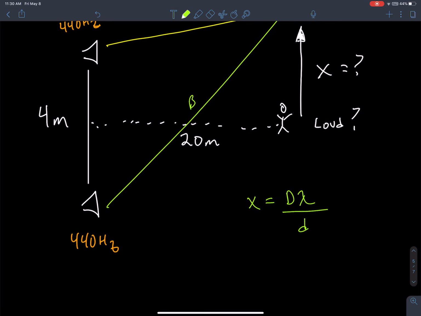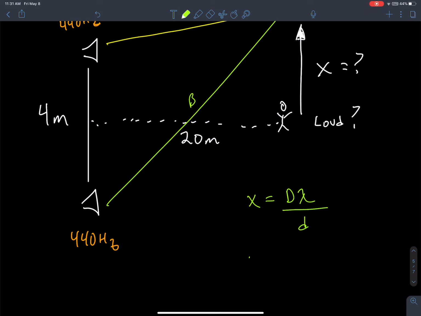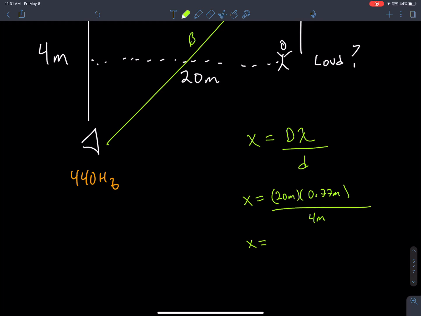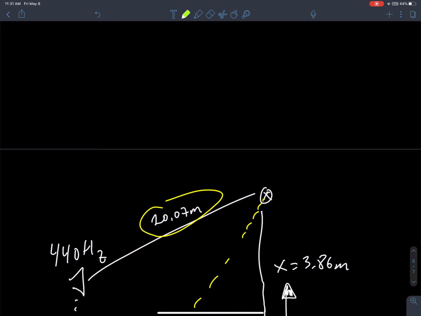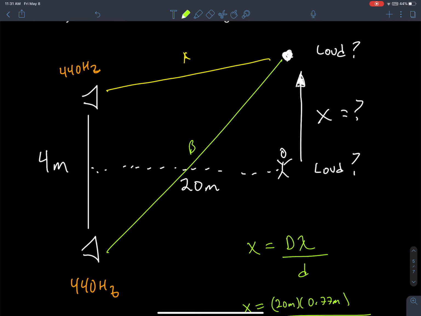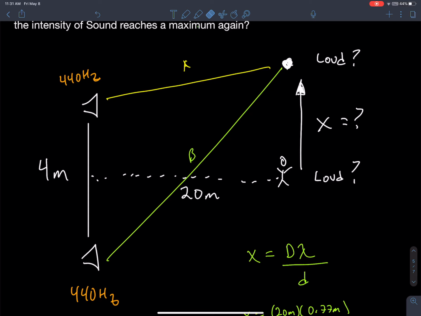So in order to solve how far that person is going to have to walk, I just have to plug in these numbers. So D is 20 meters. Lambda we said was 0.77 meters. And little d is going to be 4 meters. Okay? So in this case, x is going to be equal to 3.86 meters. If I put that through a calculator, what that solution would say is that I would have to walk a total of 3.86 meters before that sound quality becomes good again.